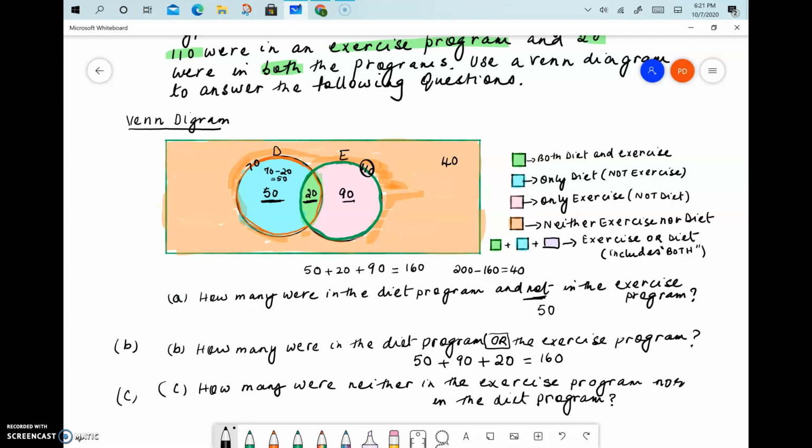Now, how many were in neither the exercise program nor the diet program, which means they cannot be sitting in any one of those circles. They have to be sitting outside the circles. So there are a total of 160 people in the two circles. If 200 people are in the clinical study, we subtract the 160 to get 40, and 40 is the number of people who are neither in the exercise program nor in the diet program.